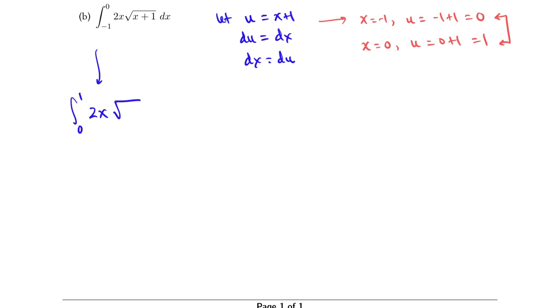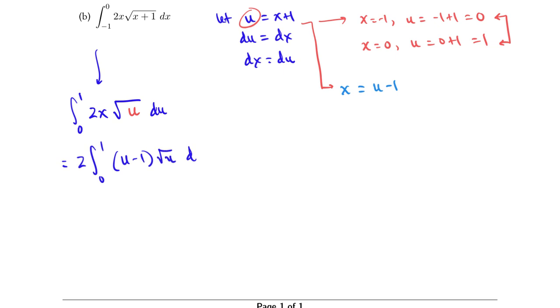Rewrite this definite integral. We have the definite integral from, instead of x equals -1, we have u equals 0. Instead of x equals 0, we have u equals 1. 2x times the square root of x plus 1 is now u, and we replace dx with du. There is still a factor of x in this definite integral in terms of u. But observe that if u equals x plus 1, then x by itself is u minus 1. So we can rewrite this integral as 2 times the definite integral from 0 to 1, where x is now u minus 1, square root of u du.